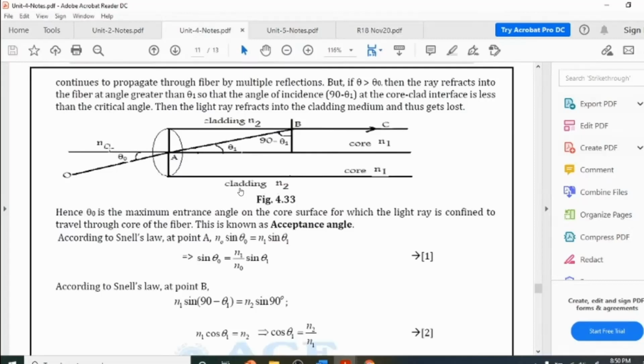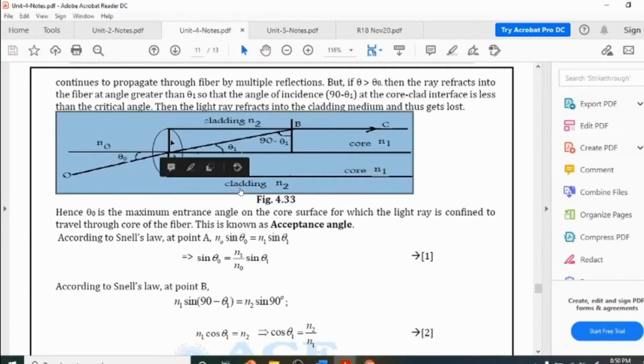This is the diagram. You have to understand that a ray would come and fall on the core of the fiber, this is the core part. It would refract into the core medium and fall on the core-cladding interface. So it would graze along the interface. Graze means it will move along the boundary. Then this theta naught, which is there at the outside, is what we call the acceptance angle. You have to derive an expression for acceptance angle.